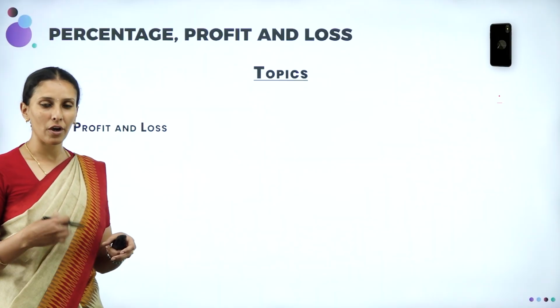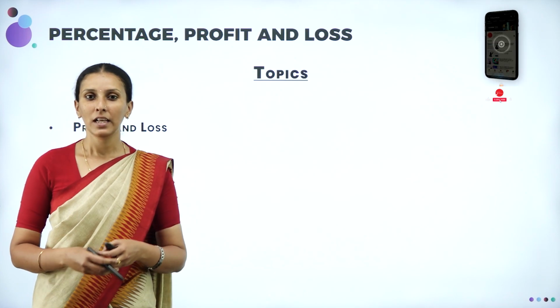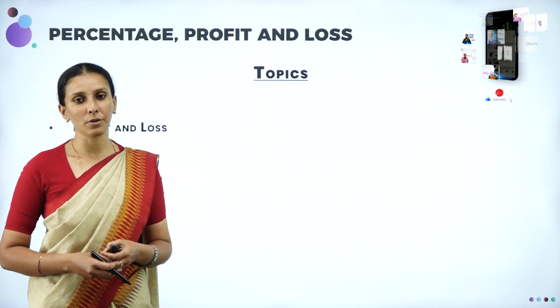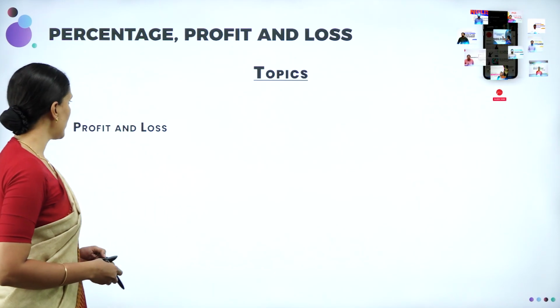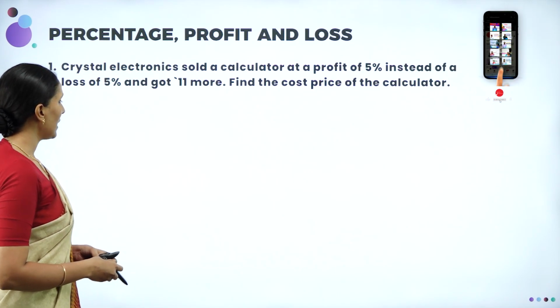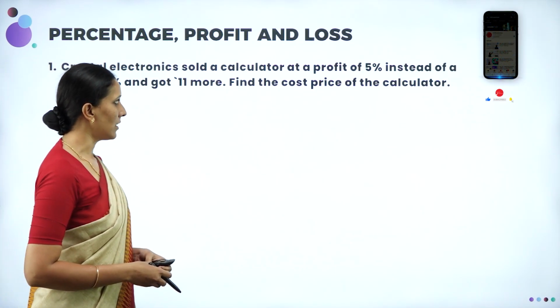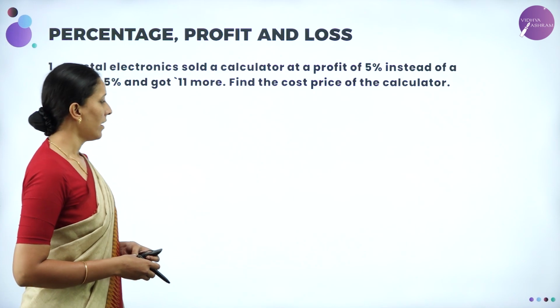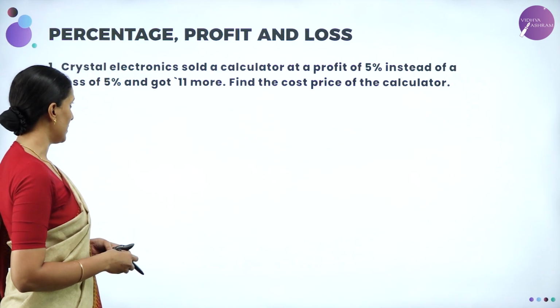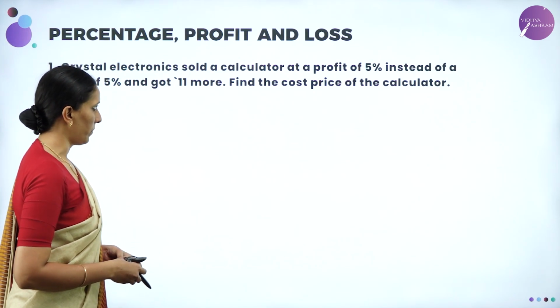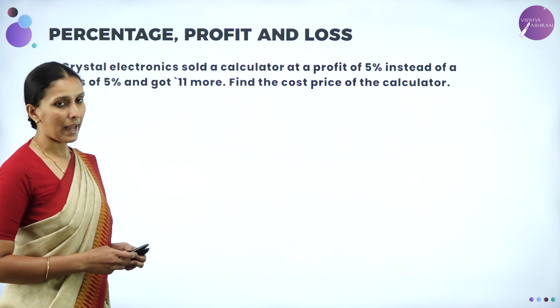Today in this session, we are going to take up a few more problems on the selling price, cost price as well as the profit and loss. So let us see the first question. Crystal Electronics sold a calculator at a profit of 5% instead of a loss of 5% and got 11 more. Find the cost price of the calculator.